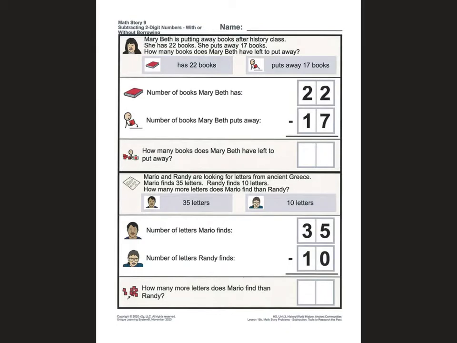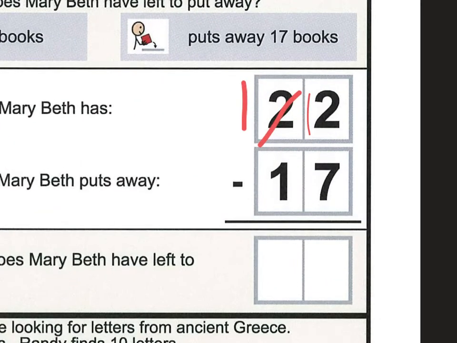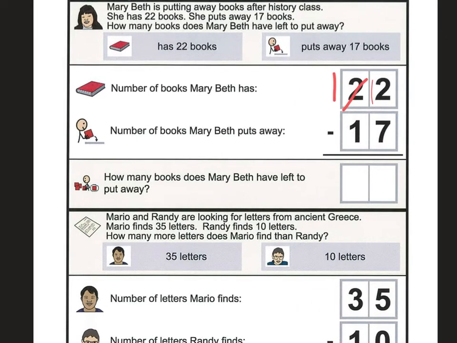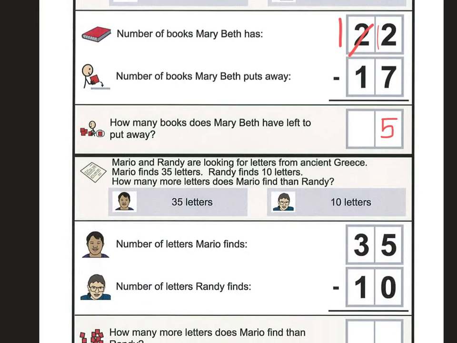2 minus 7. We can't do 2 minus 7, so we're going to borrow from the 2, make it a 1. The 2 now becomes 12. 12 minus 7. Give you a second to try to compute that in your head. 12 minus 7 is 5. 1 minus 1 is 0, but because it's the last set of numbers, we don't need to write the 0.